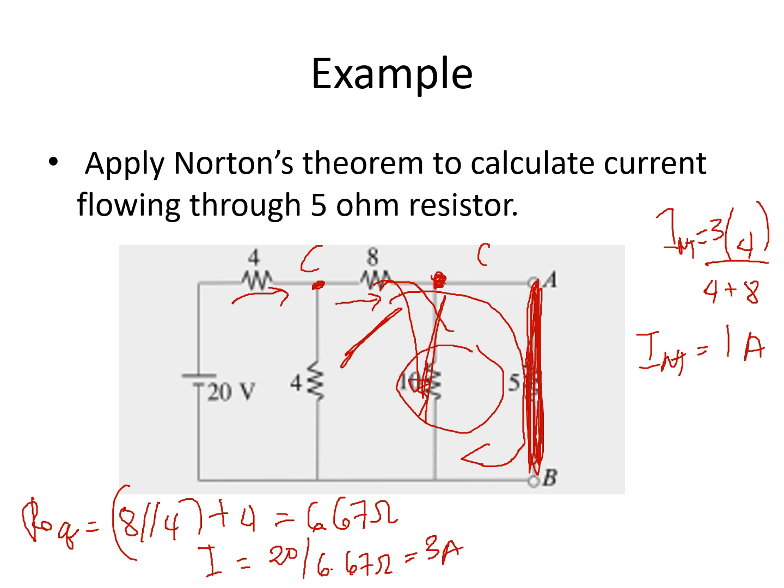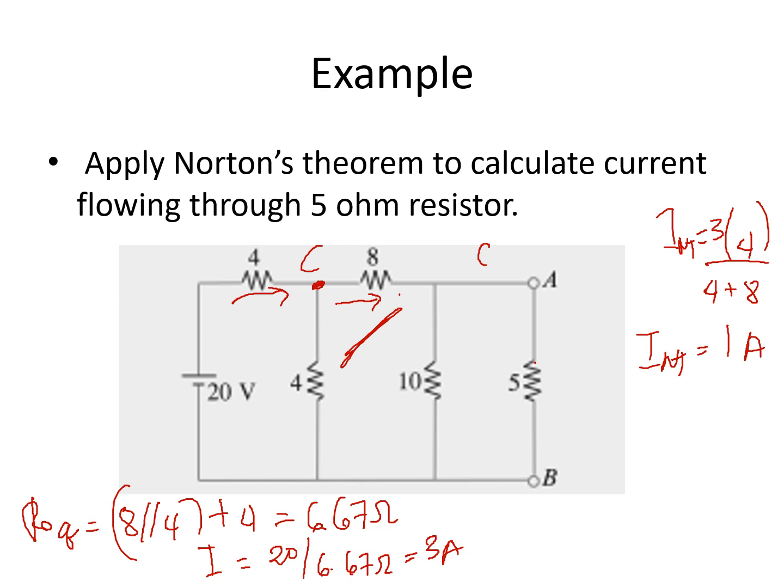Now, how are we going to solve for the resistance? For the resistance, we're going to replace this by an open circuit. If this is open, the 10 will not be bypassed, so 10 is still there. And we're going to replace this with a short circuit, and look at it in this manner.